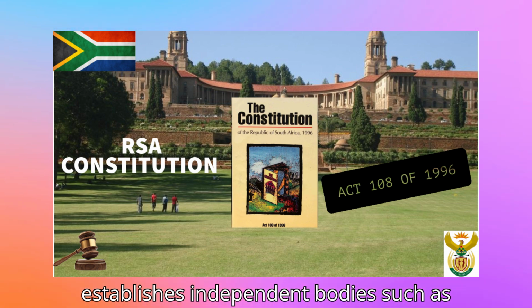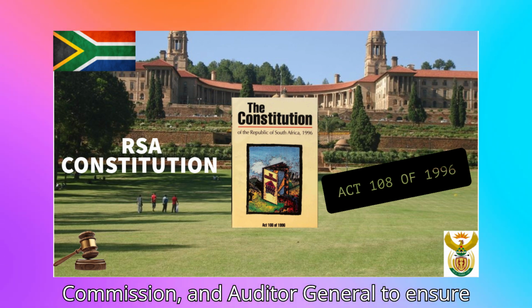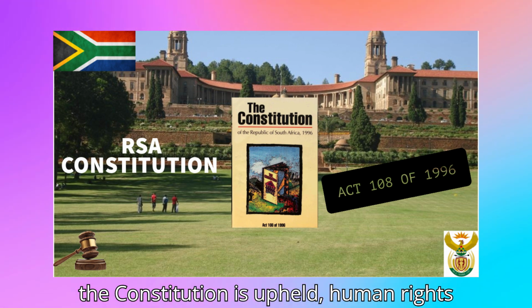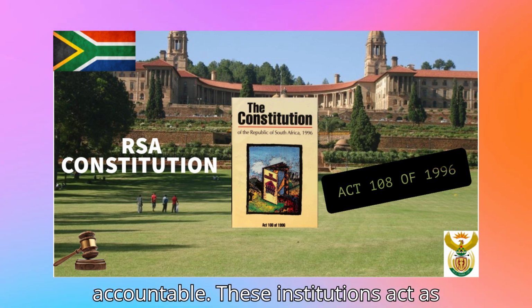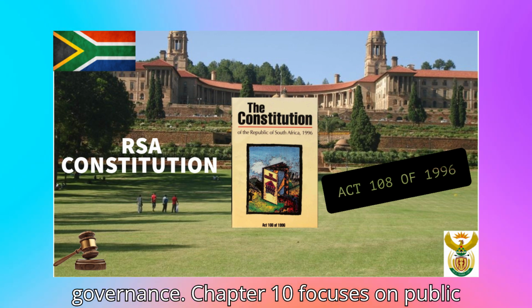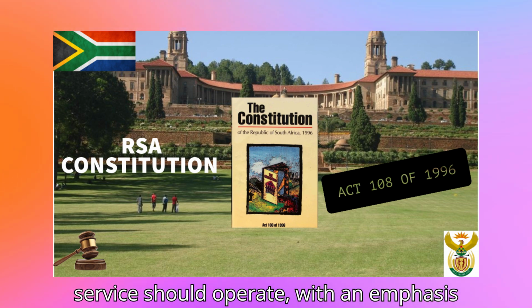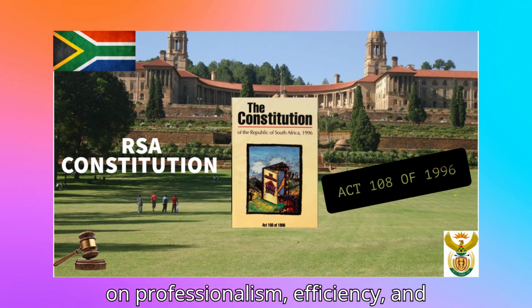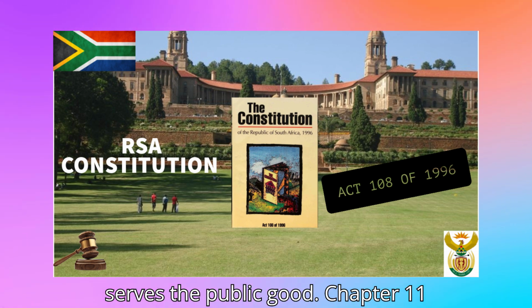Chapter 9 establishes independent bodies, such as the Public Protector, Human Rights Commission, and Auditor General, to ensure the Constitution is upheld, human rights are protected, and the government is held accountable. These institutions act as watchdogs to maintain effective governance. Chapter 10 focuses on public administration, outlining how the public service should operate with an emphasis on professionalism, efficiency, and accountability to ensure that government serves the public good.